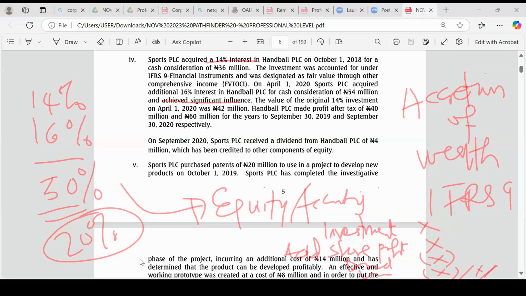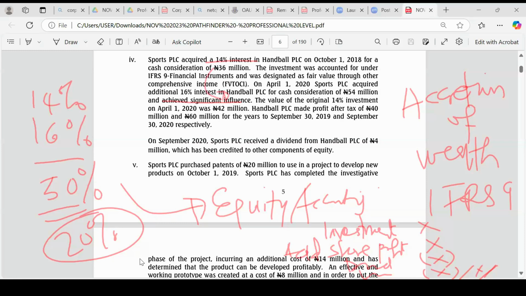Okay, now we're told that we paid 54 million and we achieved significant influence. All right. You can already tell that brings our total investment to 36 plus 54, about 90 million. Now, the value of the original 14% on April 1, 2020 was 42 million. All right. Meaning that there must have been a fair value increase of 6 million naira. All right. We'll come back to that as well.